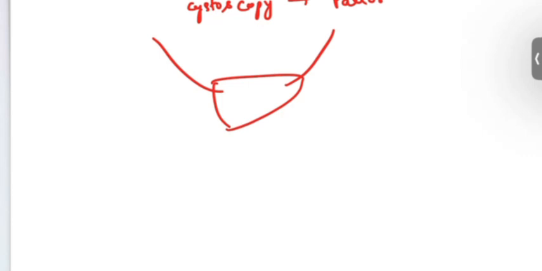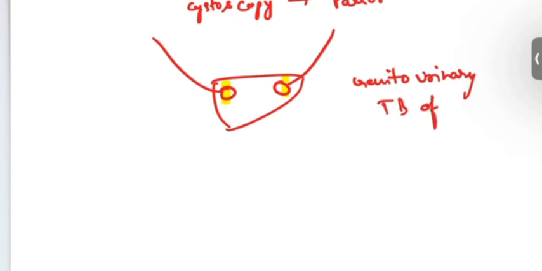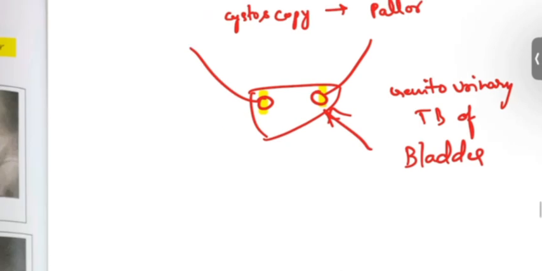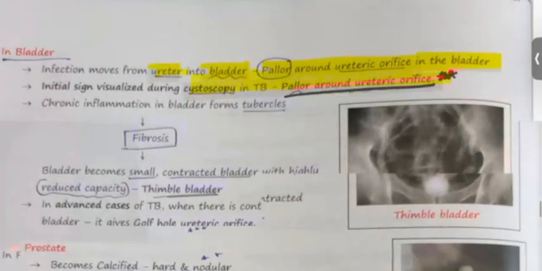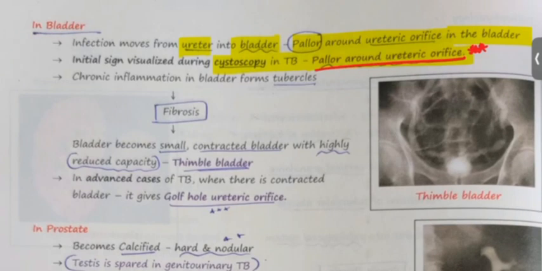On cystoscopy, if we are able to visualize pallor around the ureteric orifice, the ureters open here in the bladder. If we are able to see pallor around these 2 ureteral orifices, then it is a sign of genitourinary TB in which the bladder is involved. So this is the initial sign. If we do cystoscopy and we are able to visualize pallor around the ureteric orifice, then it is the initial sign that it is genitourinary TB.